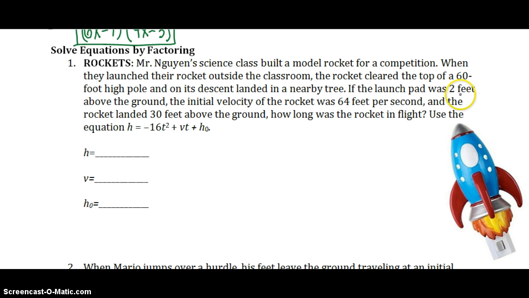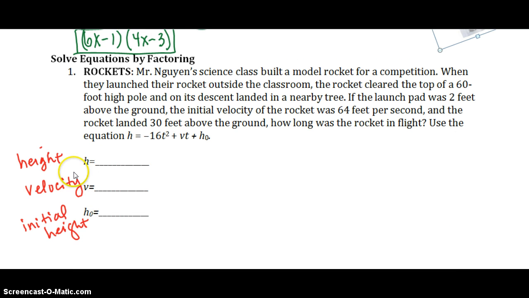If the launch pad was 2 feet above the ground, the initial velocity of the rocket was 64 feet per second, and the rocket landed 30 feet above the ground. How long was the rocket in flight? Use the equation h equals negative 16t squared plus vt plus h sub 0. So I am no physicist, but I do know h stands for your height, v is for velocity, and the h sub 0 is the initial height.